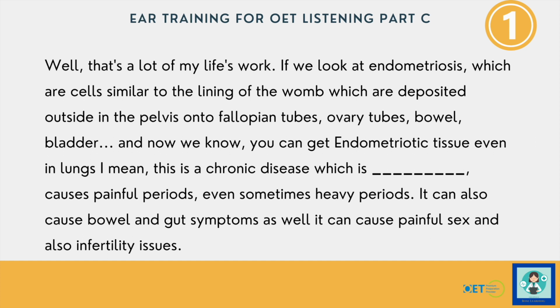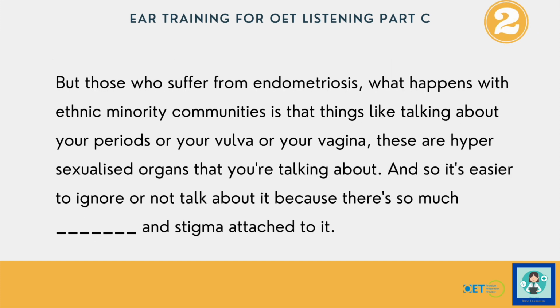Well, that's a lot of my life's work. If we look at endometriosis, which are cells similar to the lining of the womb, which are deposited outside in the pelvis onto fallopian tubes, ovary tubes, bowel, bladder, and now we know you can get endometriotic tissue even in lungs. I mean, this is a chronic disease which is debilitating, causes painful periods, even sometimes heavy periods. It can also cause bowel and gut symptoms as well. It can cause painful sex and also infertility issues for those who suffer from endometriosis.